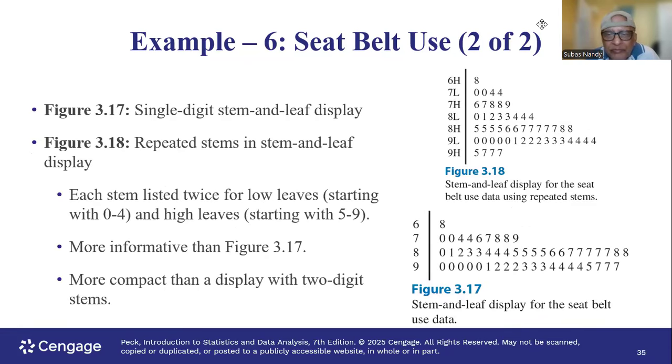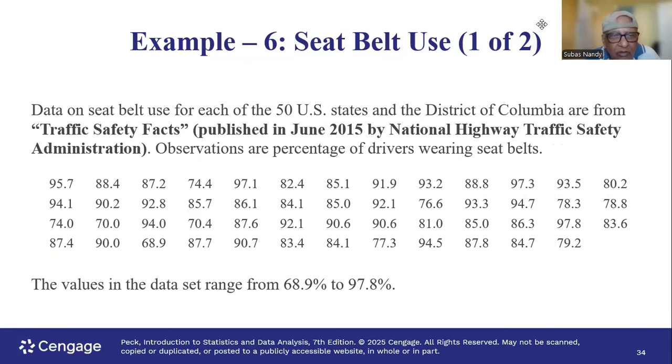So, if we had taken a stem, first off, we will remove the number after the decimal. For example, 95.7, which is the first entry in this table, will become 95. 88.4 becomes 88. 87.2 becomes 87. Why are we removing the digit after the decimal? Just so that we can make the numbers look simple so that we can do a decent stem and leaf display. Okay.